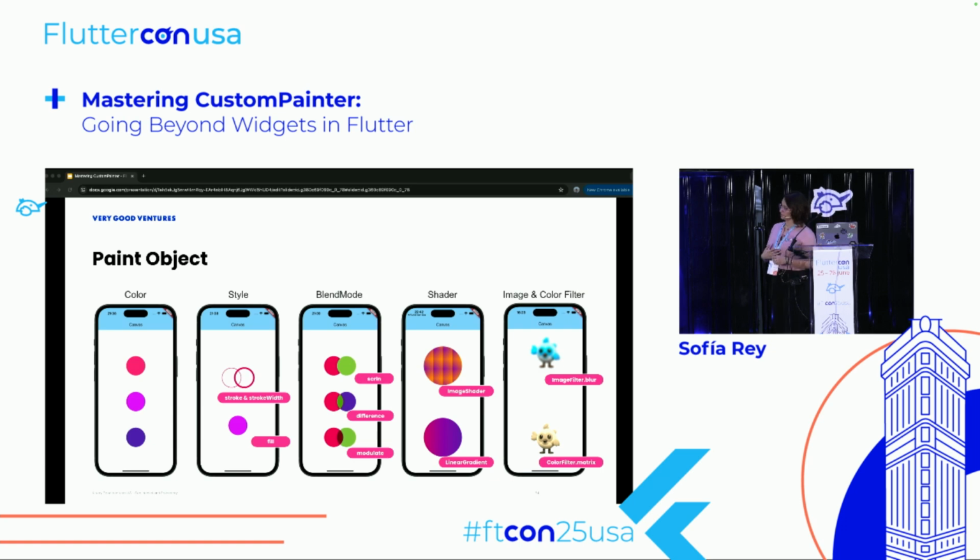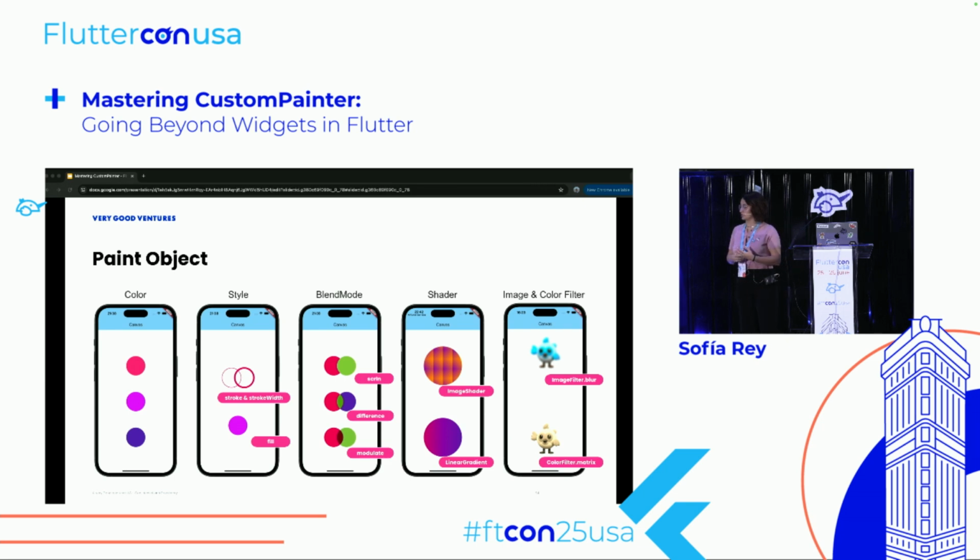Now let's talk about the paint object that, as you might notice, we are passing to each one of these methods mentioned. It basically determines the styling of our drawing. As I mentioned later, you can change the color and the style, of course, which can be stroke or fill. Then you can also change the blend mode, which is the way layers will interact when they overlap. In that example, all circles are the same color, but they change depending on the blend mode.